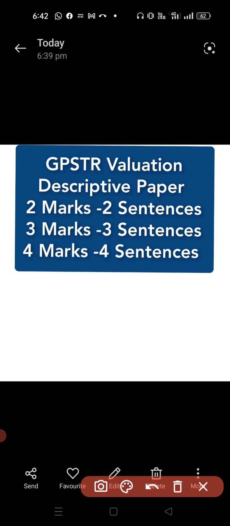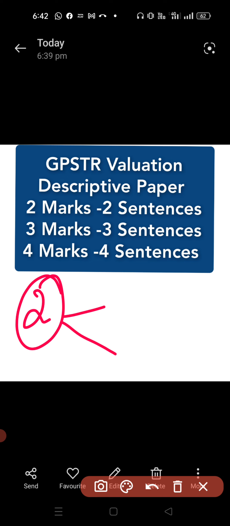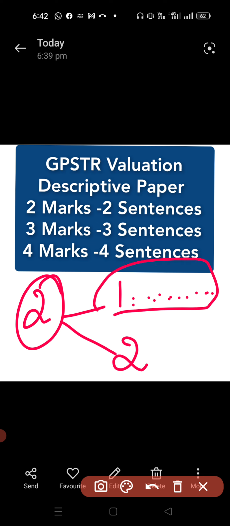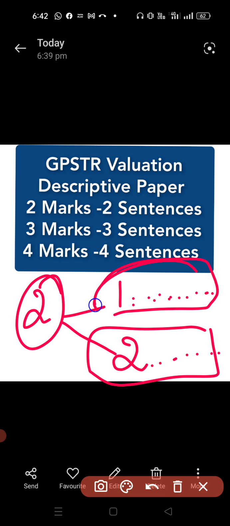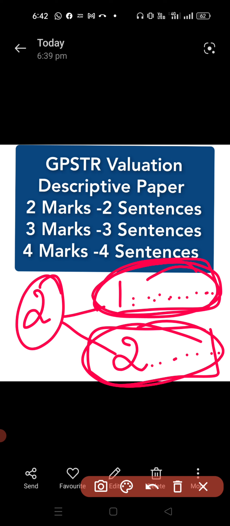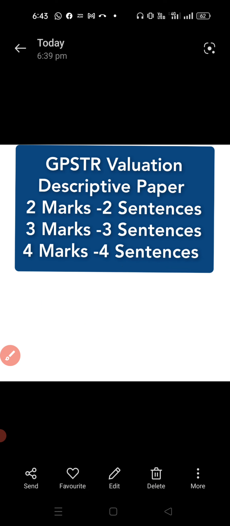Suppose the question is asked for 2 marks. What the evaluator is expecting is only 2 good sentences, a first sentence and a second sentence. The first sentence should consist of the maximum number of specific words. Whatever words we are using in this first sentence must be correct, and in the second sentence also, whatever words you are using must be correct. If these maximum words match in the first sentence and second sentence, then it is going to be a correct one.